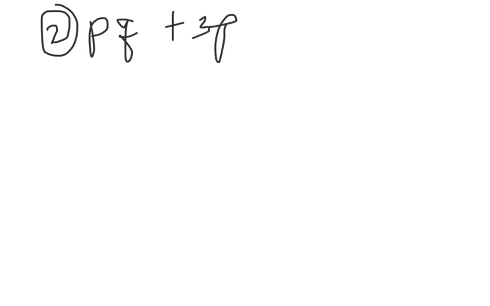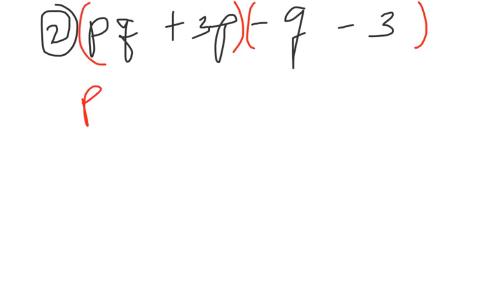All right, guys, so let's do another one. Number 2, I have PQ plus 3P minus Q minus 3. And I am doing this one because of those negatives there, guys. Again, I'm going to group the first 2, group the last 2. So here the GCF is P. I'm going to factor it out. That leaves me with Q plus 3.